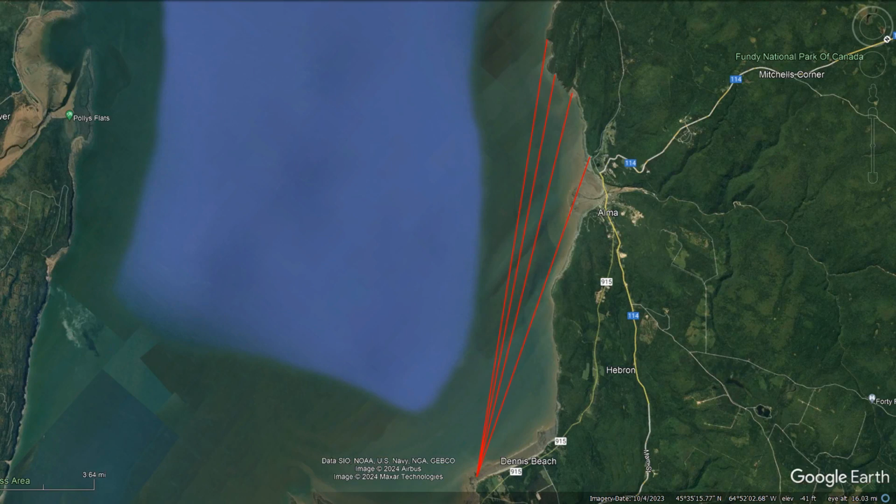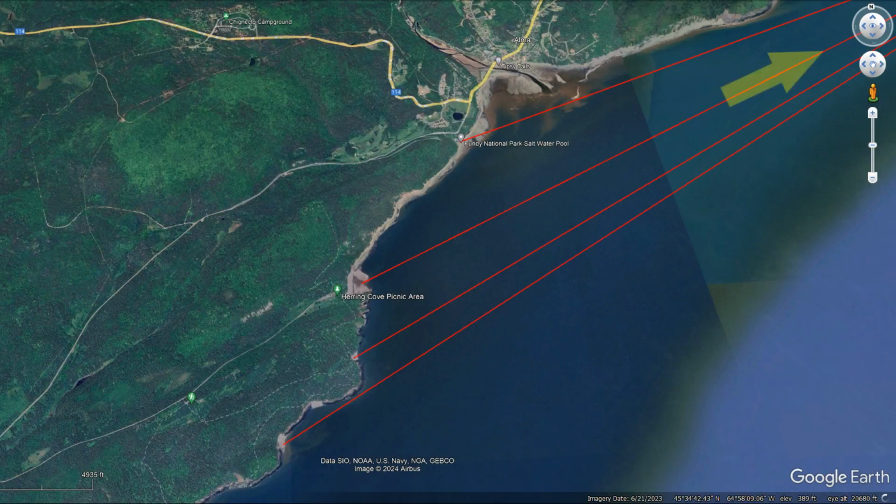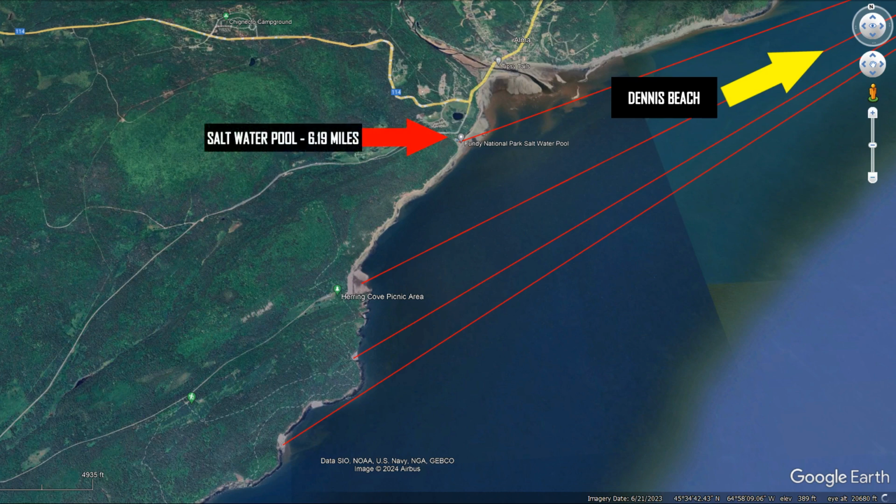Now let me show you a few locations that disprove measurable curvature, from my 5.5 foot eye level. The yellow arrow points to Dennis Beach, where my camera is at 5.5 feet above sea level. Note that it is low tide. Now let's look at the locations that are visible in this video. First, 6.19 miles away we have the saltwater swimming pool at Fundy Park, where there should be 7.3 feet of curvature, yet nothing is being blocked by that predicted Earth curvature.